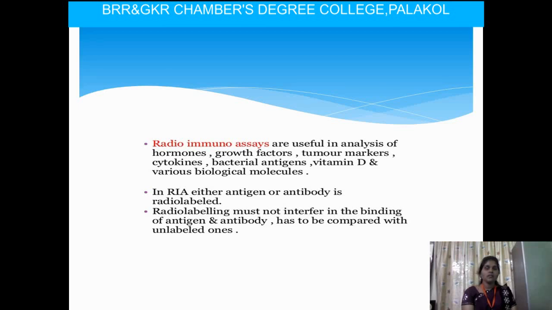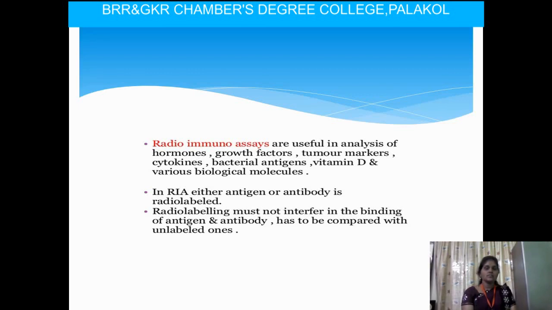So for example, if we have some doubt about a person having HIV, this disease is caused by a microorganism, that means a virus. Here the virus detection is also done by RIA. We will use radiolabeled isotopes. We take that person's blood, and by using this RIA technique we will assess whether the disease is present or not.